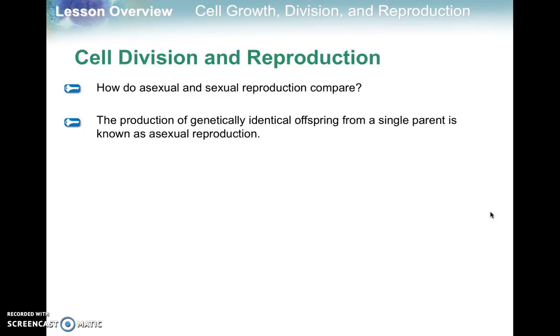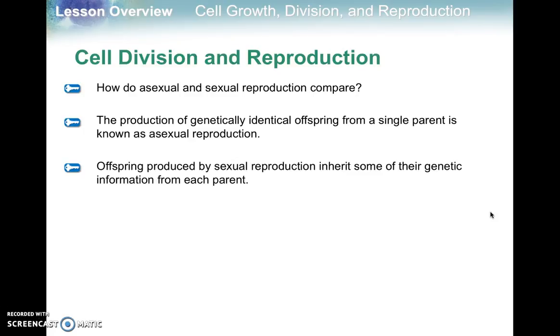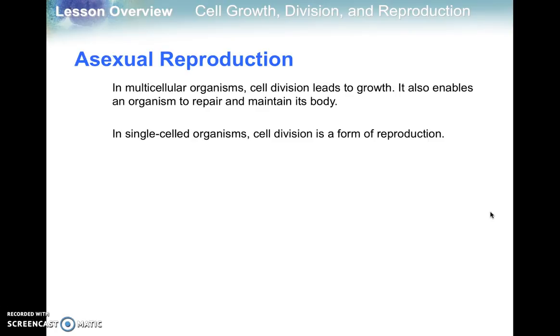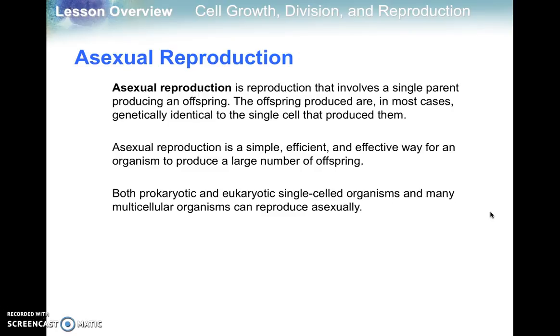So there are 2 major types of reproduction: sexual and asexual reproduction. When you produce offspring from a single parent, it is known as asexual reproduction. The offspring are genetically identical to the parent. Offspring produced by sexual reproduction get some genetic material from each parent, which produces more genetically diverse offspring. In multicellular organisms, cell division leads to growth and enables repair and maintenance of the body. In single-celled organisms, cell division is actually a form of reproduction, a form of asexual reproduction.